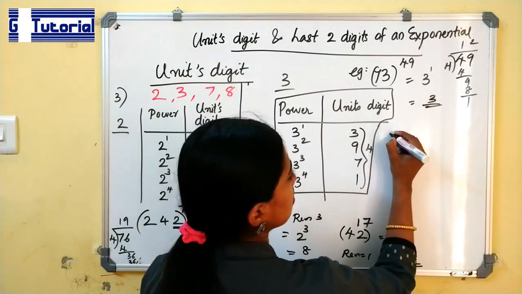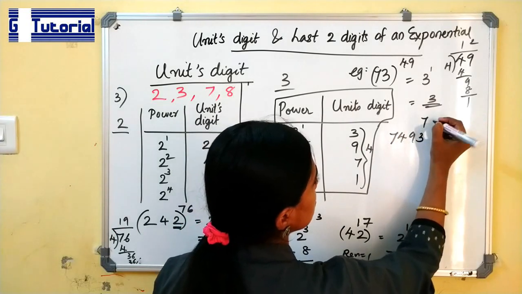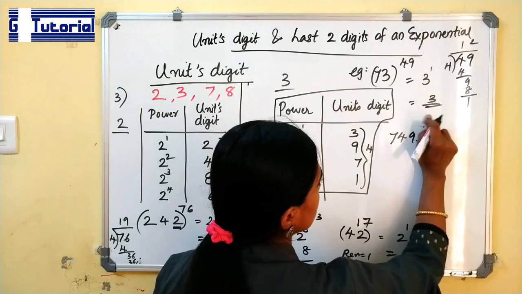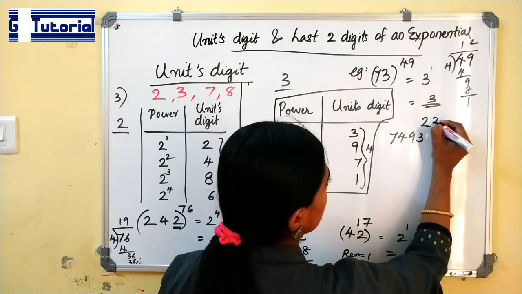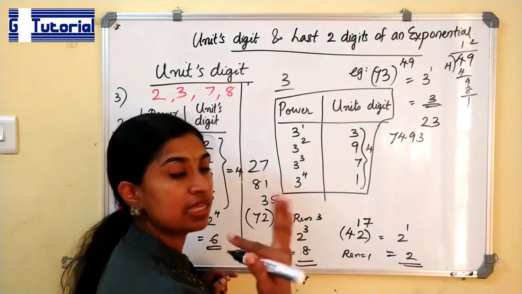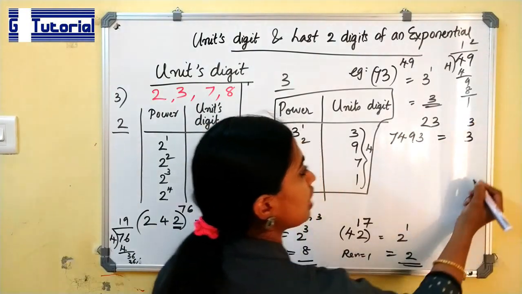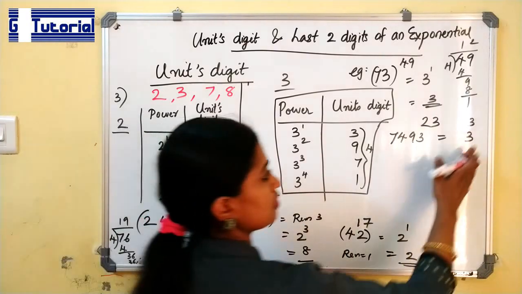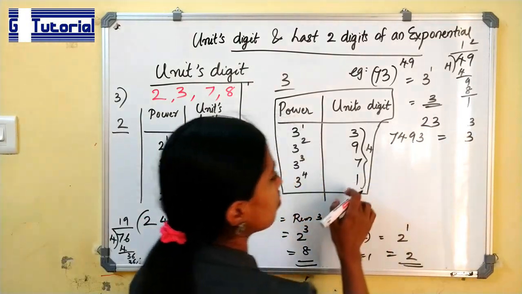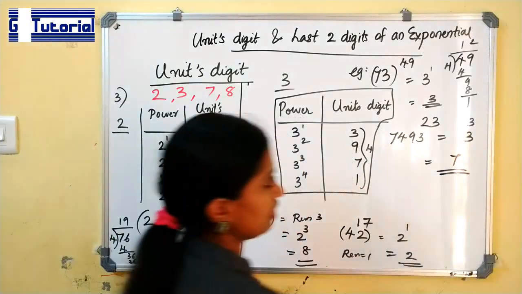Next is 749 raised to 23. 23 by 4 remainder is 3. So 3 raised to 3 gives the answer for this question. 3 raised to 3 ending digit is 7. So the answer is 7.